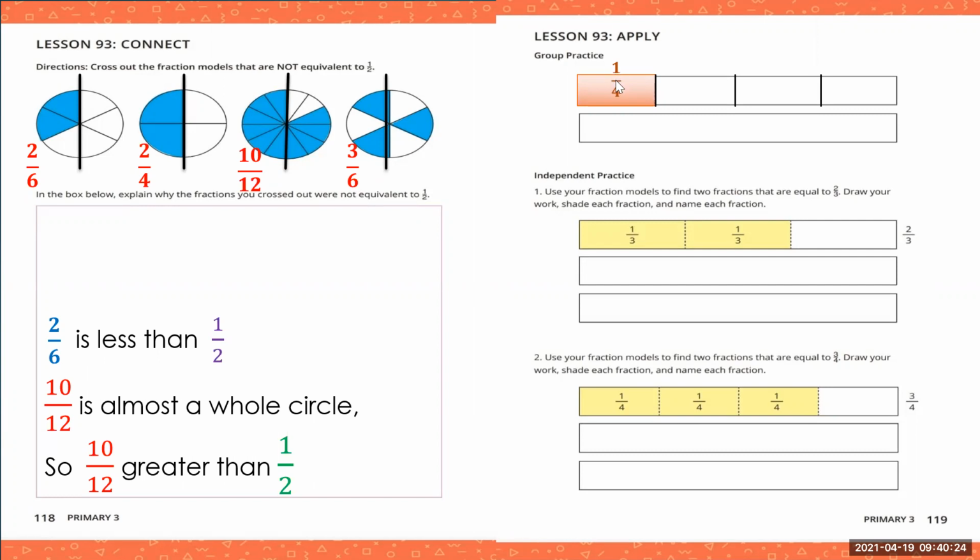Now I give you a quarter, and I want you to find the equivalent for it. If I divide this rectangle into 4 equal parts, each part will be a quarter or fourth. Now, if I divide this rectangle into 8 equal parts, 8 equal parts.